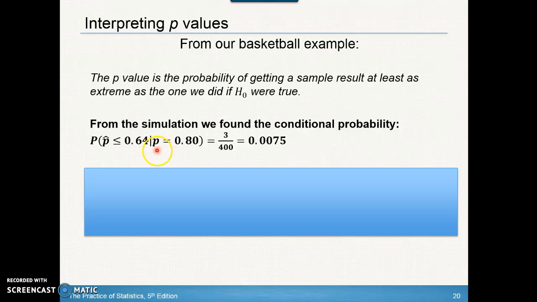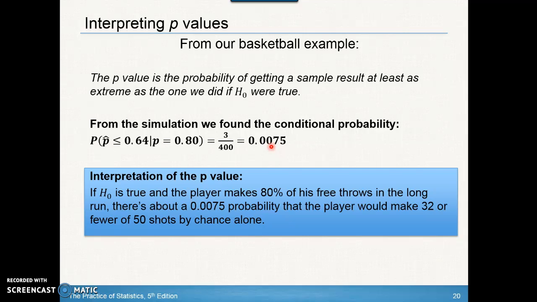Given that he actually made 80% of his shots, based on that simulation it was 3 out of 400, or 0.7%. So here's how you interpret the p-value. If the null is true and the player makes 80% of his free throws, take a look at your normal curve. If the proportion really is 80% in the long run, then there's only a 0.75% chance, or 0.0075 probability, that the player would make 32 or fewer of the shots by chance alone.